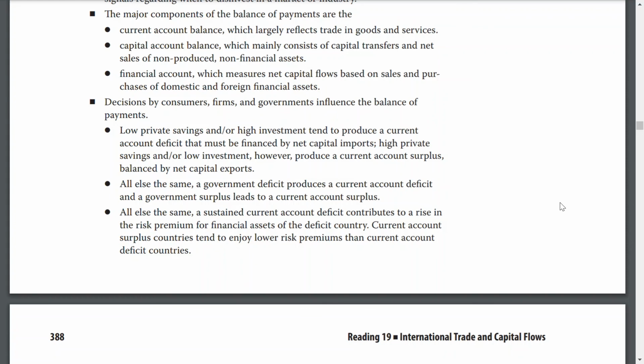Low private savings and/or high investment tends to produce a current account deficit, which must be financed by net capital imports. High private savings and/or low investment, however, produces a current account surplus balanced by net capital exports. All else the same, a government deficit produces a current account deficit, and a government surplus leads to a current account surplus. All else the same, or ceteris paribus, sustaining a current account deficit contributes to a rise in the risk premium for financial assets of the deficit country. Current account surplus countries tend to enjoy lower risk premiums than current account deficit countries.